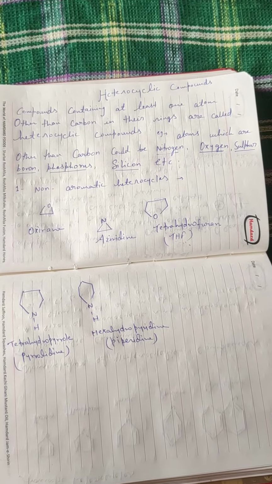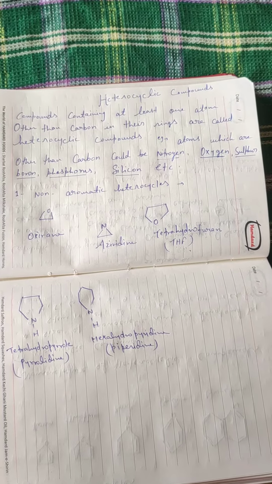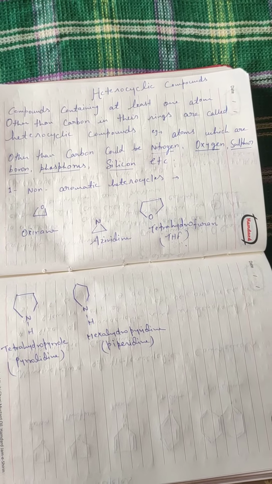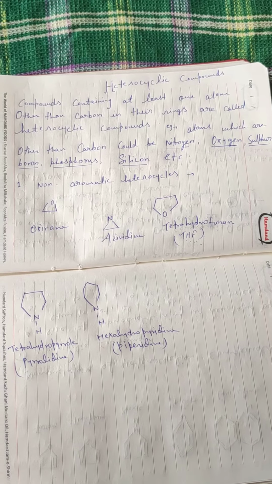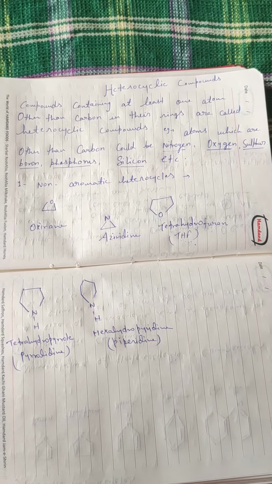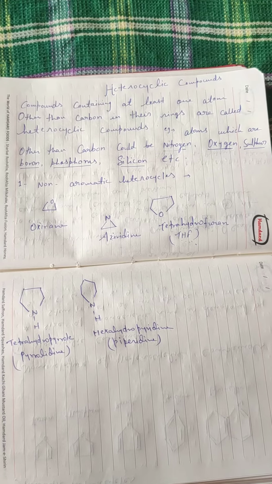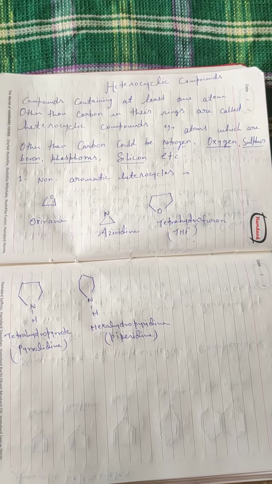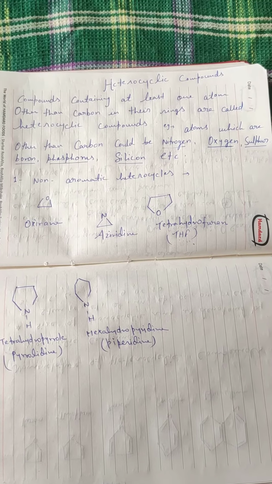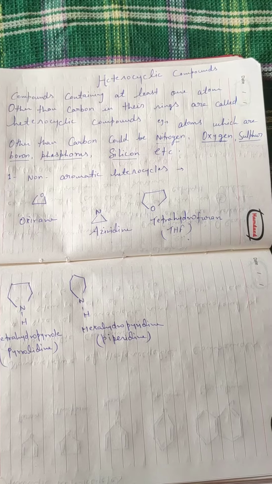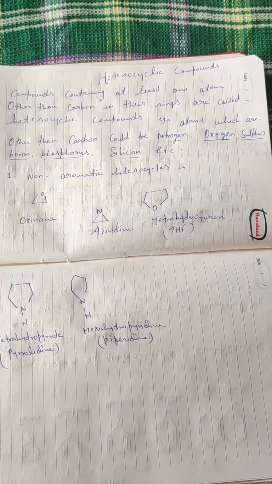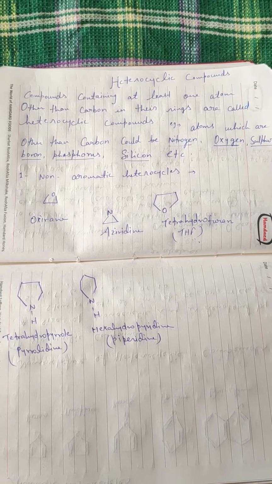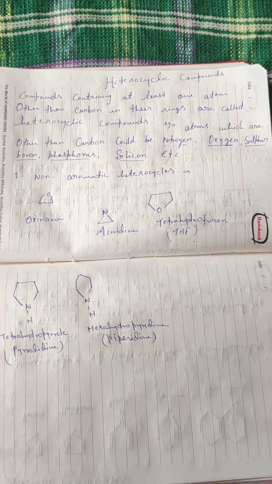So basically, heterocyclic compounds have atoms other than carbon in their rings. At least one atom other than carbon must be present in a cyclic compound so that it can create a heterocyclic compound. Okay, so what must be the other atom instead of carbon? It could be nitrogen, oxygen, sulfur, boron, phosphorus, silicon and so on.